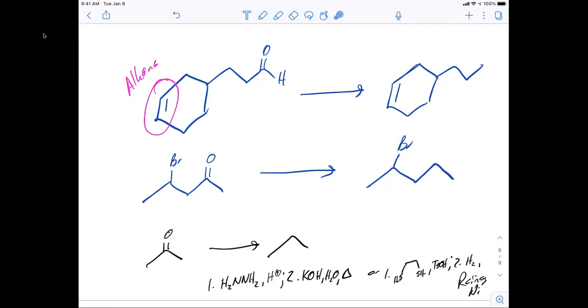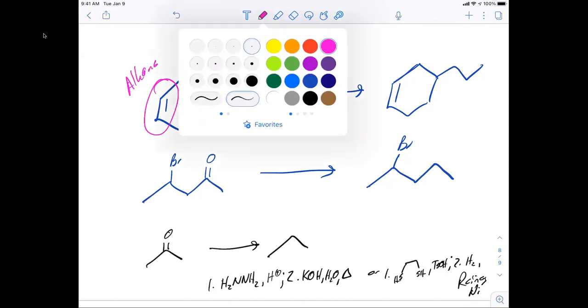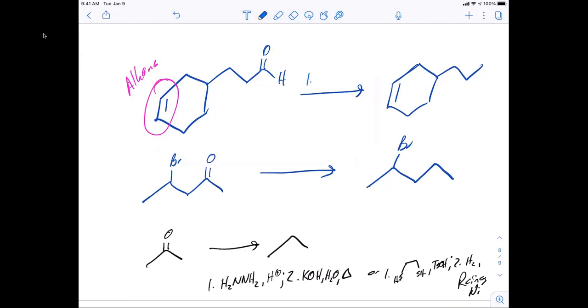What will happen to an alkene with hydrogen and a catalyst? It'll reduce down to the alkane, right? So therefore, if I wanted to use these two, and I'll show you what I'm talking about in a second, then what I'd want to use is the Wolff-Kishner. To get that one.